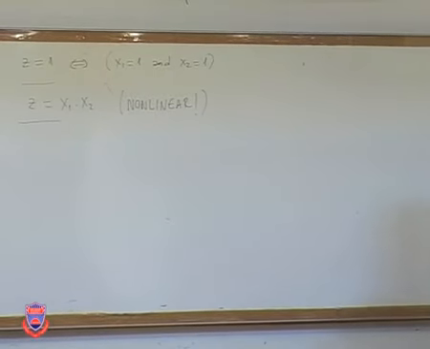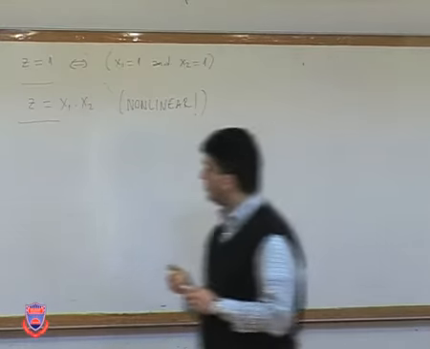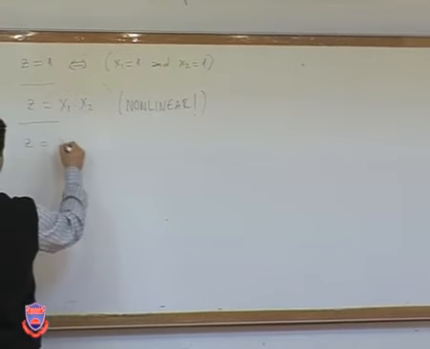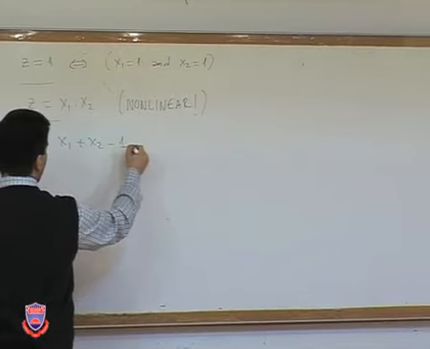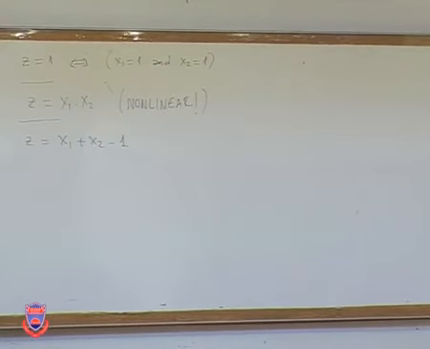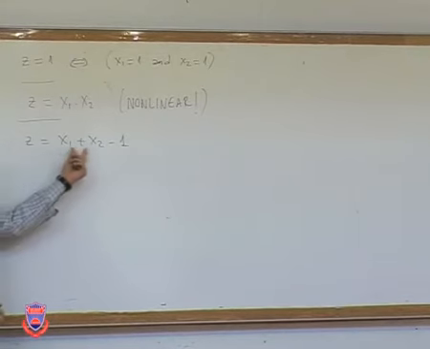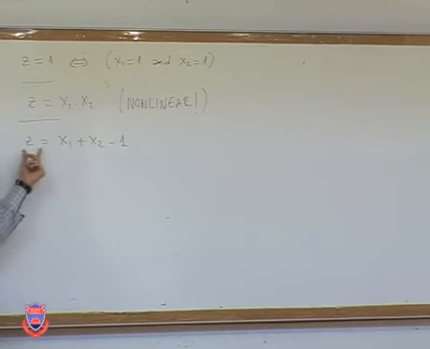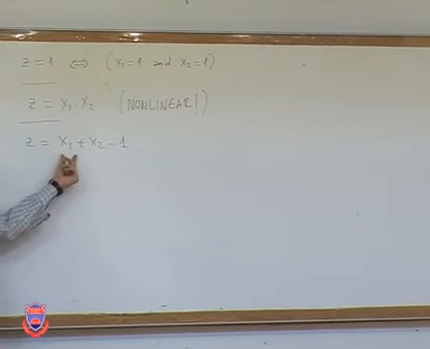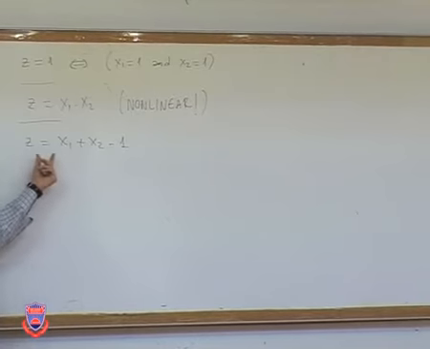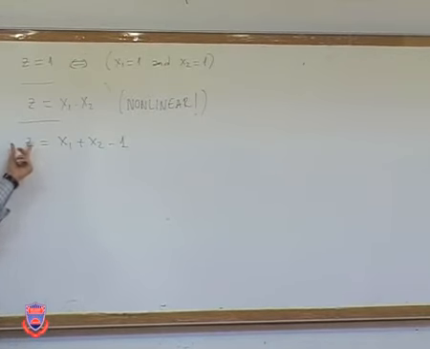Let's try to find something to satisfy this. For example, z equals x1 plus x2 minus 1. So let's think about it. So z equals x1 plus x2 minus 1. Does it work? Well, for example, if x1 is equal to 1 and x2 is equal to 1, then z is indeed equal to 1. So that's good. But if x1 is equal to 0 and x2 is equal to 0, then z is equal to minus 1, right? So that's not something I want. Okay? So as a result, that doesn't quite work either.